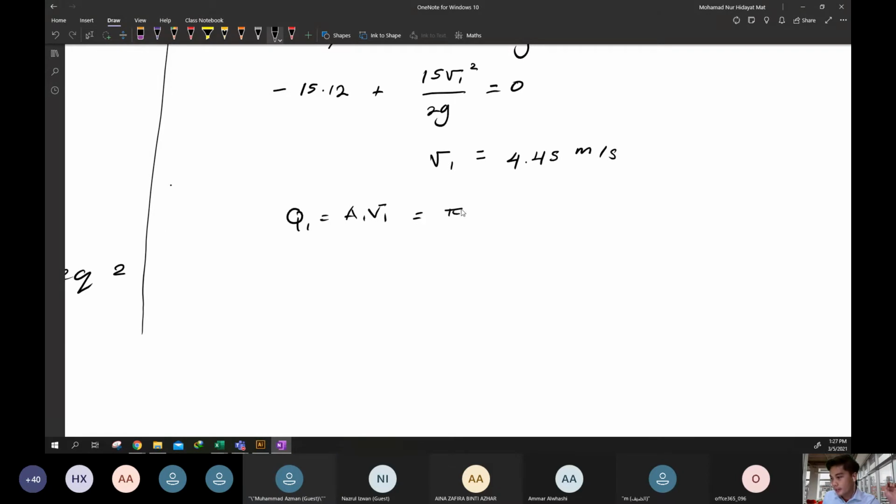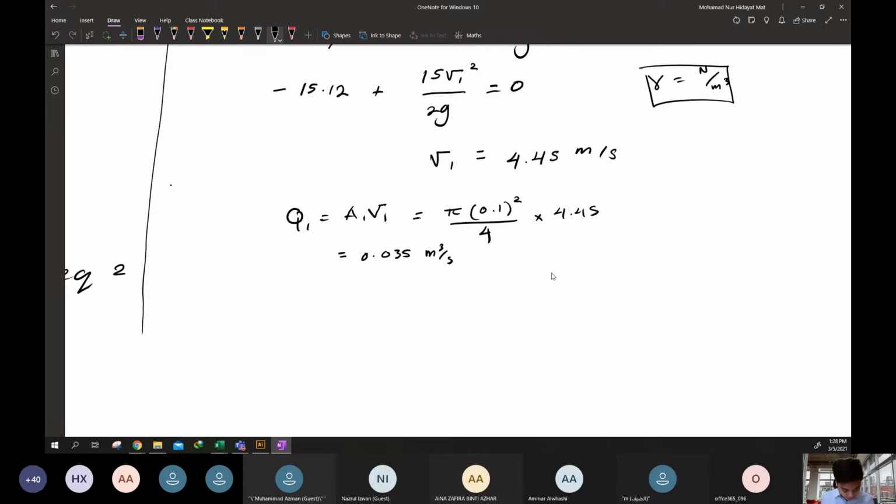So area 1 is pi times diameter 0.1 squared over 4. This is pi d squared over 4, yeah? Multiply with velocity 4.45. The final answer is 0.035. What's the unit? The volume flow rate, the unit. When you answer the question in the exam, please put the unit correctly. Meter cube per second. The unit of gamma is Newton per meter cube. You need to remember this.